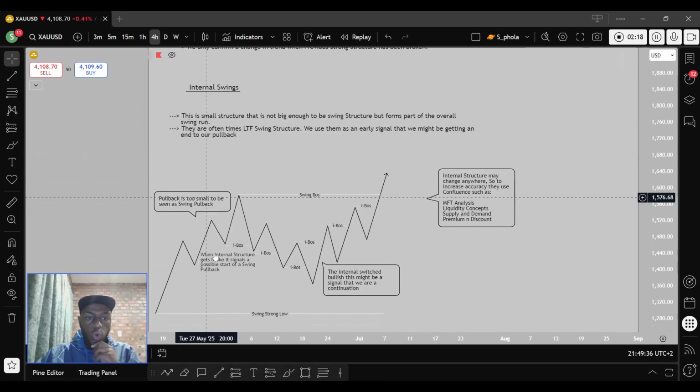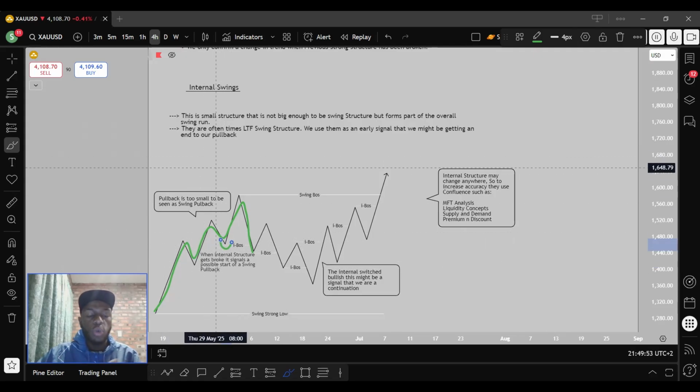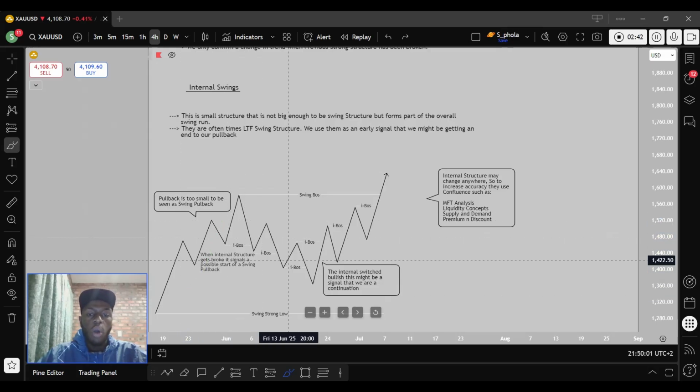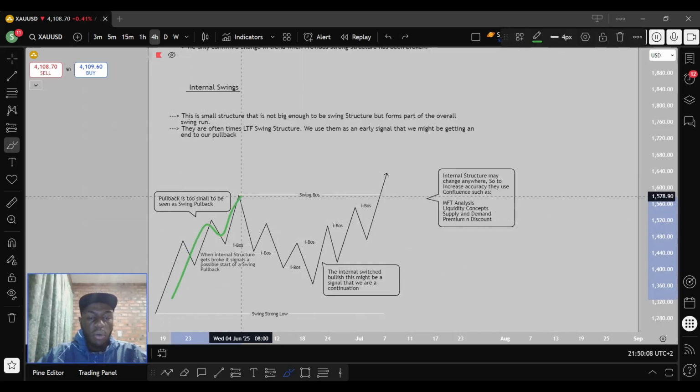Right. So cool. We see here that we have our overall trend and we have our internal swings here. Then what happens? We see that our internal low gets broken. Understand? And we use internal structure as a signal that our continuation or our pullback has come to an end. We get our uptrend, then our internal structure, then we get our internal structure broken.